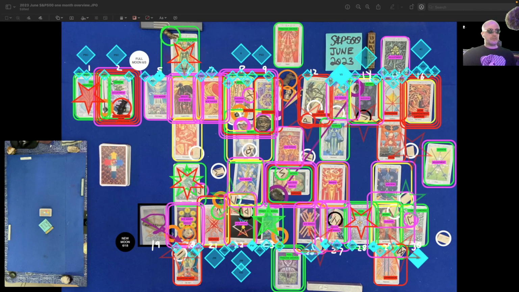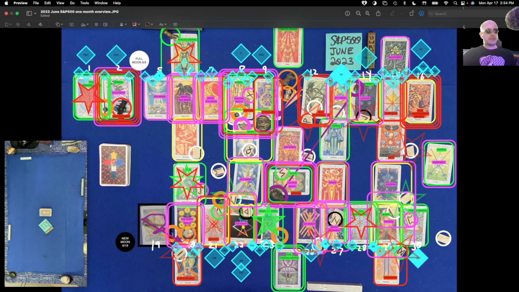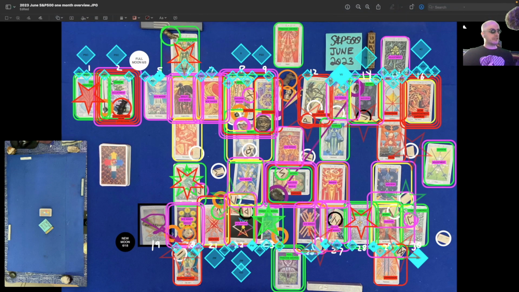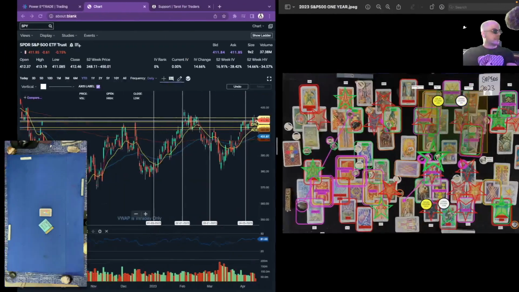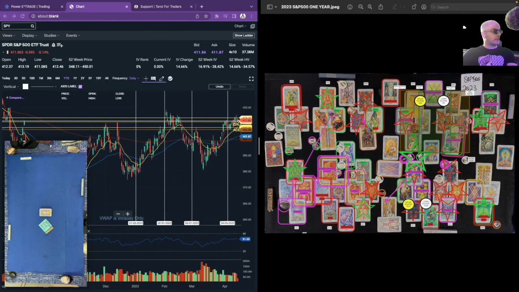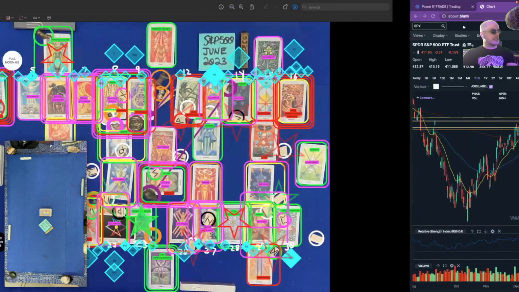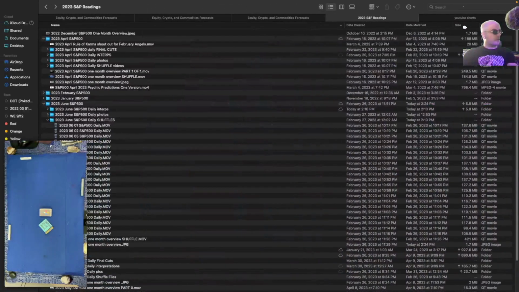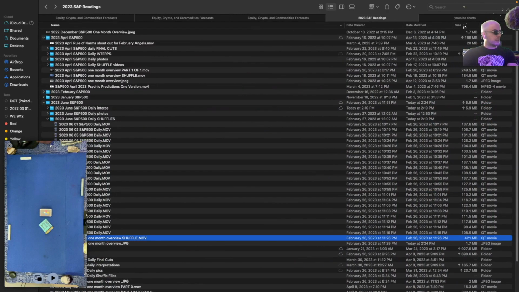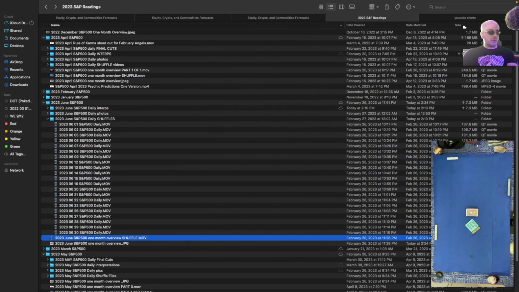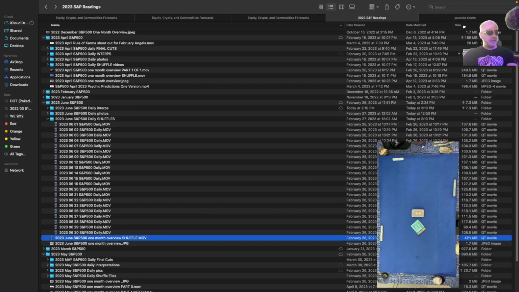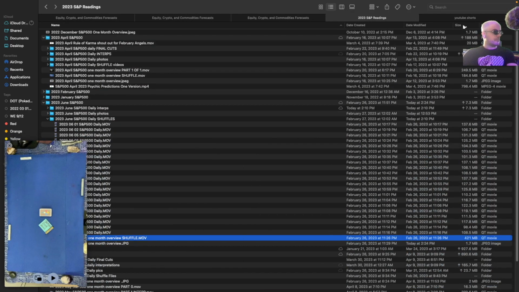This is the S&P 500 one-month overview reading for the month of June 2023. It's currently April 17th, 2023, 2:34 p.m. Eastern Time. SPY at the time of this reading is currently $411.85 USD. And the shuffle file we're about to watch, which was created on February 26, 2023 at 11:26 p.m. Eastern Time, is this file right here.